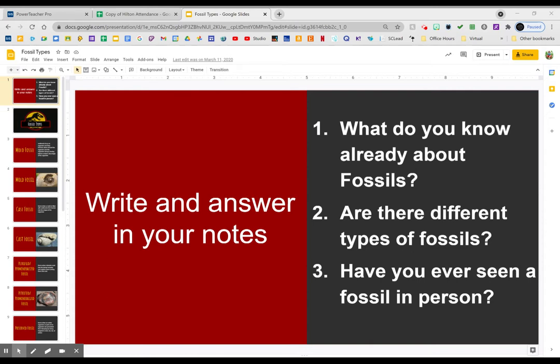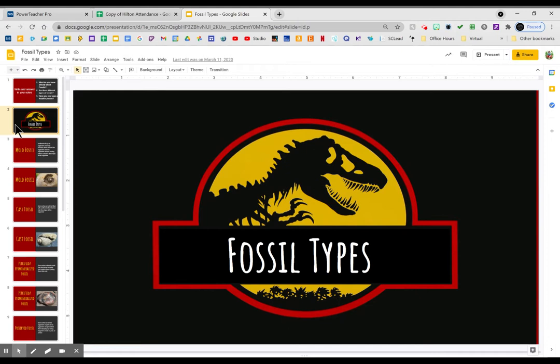So now let's talk about these types of fossils. A lot of you have seen Jurassic Park. We'll talk a little bit about that at the end of class. We'll talk about what they tried to do, whether that's possible, anything like that, okay?